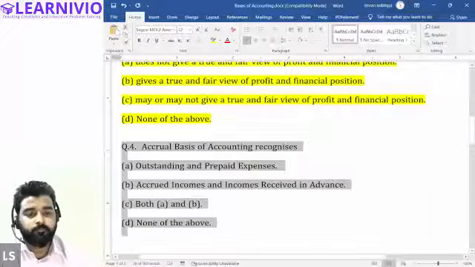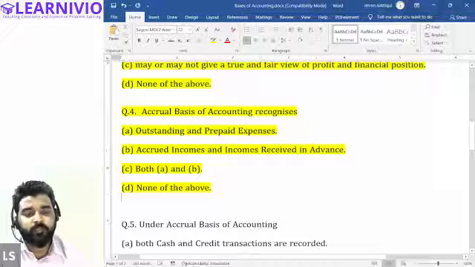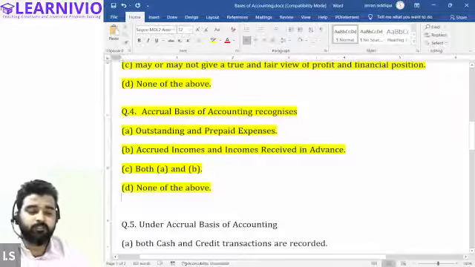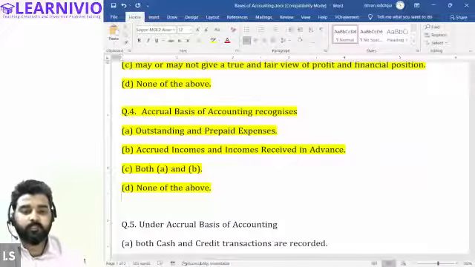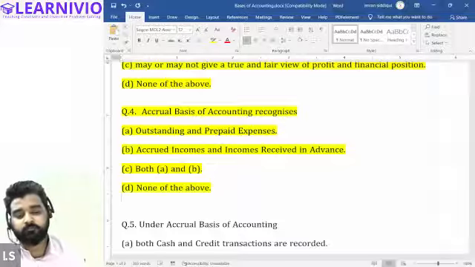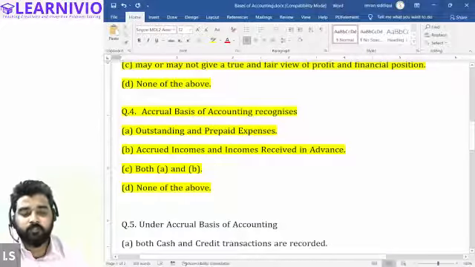Steve, please answer question number four. Accrual basis of accounting recognizes... Steve, you are able to hear me, no? B. Accrual basis of accounting recognizes accrued income and income received in advance. Sameeksha, is option B correct? Sir, I feel it's both A and B. Okay. And Halima? Option C. Option C. Correct. Perfect. Very good, Halima.